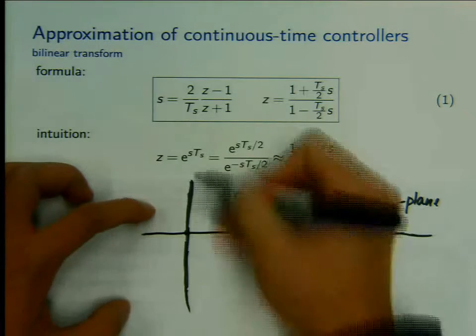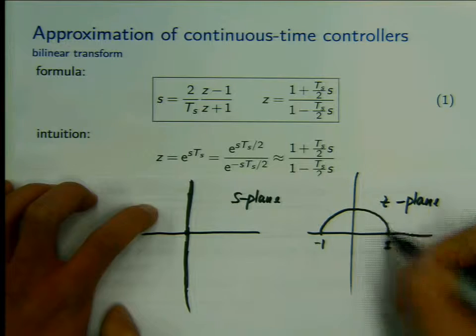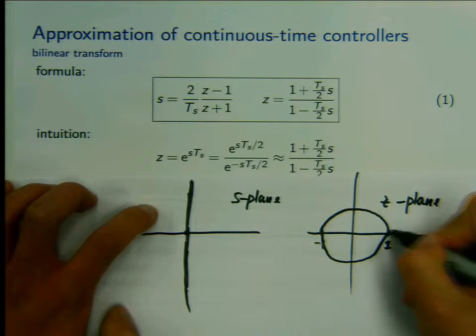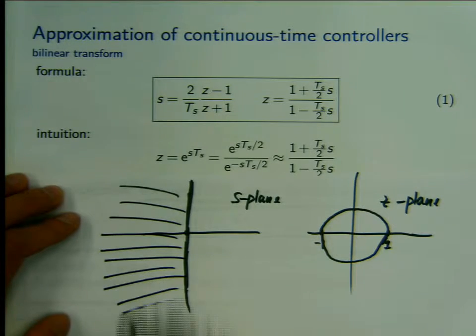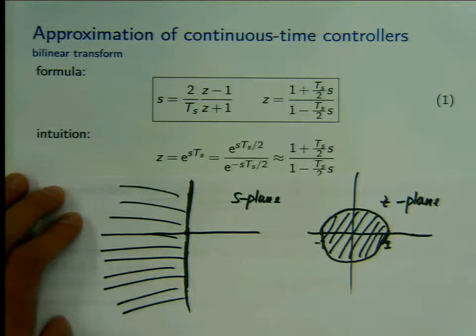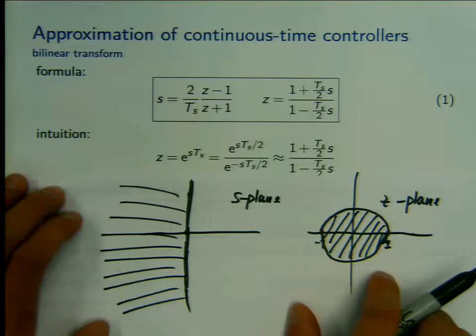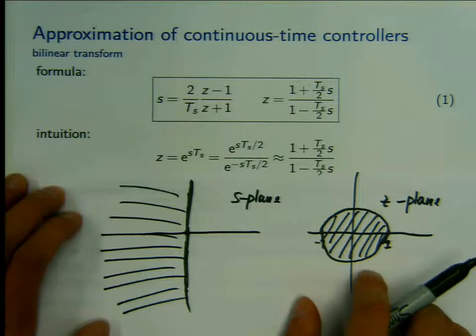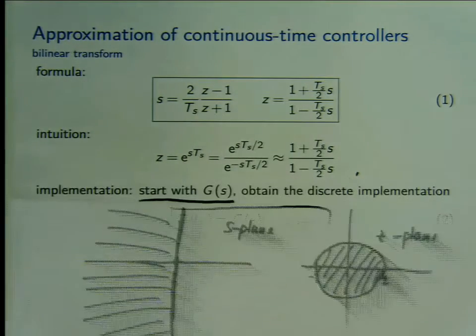So the result is that this imaginary axis in the s domain is going to be mapped to this unit circle. And this entire left half side of the s-plane is going to be mapped to the inside of this unit circle. Okay? So the message here is if the continuous time transfer function is stable, then the discretization of this transfer function is also stable in the z domain.